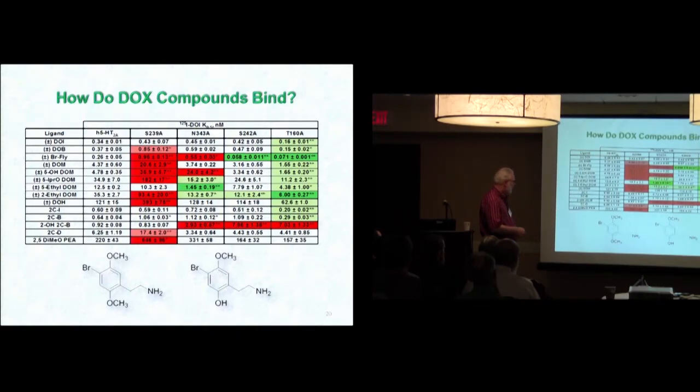We think this methoxy interacts with serine 239, but we think this methoxy is down in the region of 242 and 160, because when we put a hydroxy here, if you have a methoxy with 2CB, there's a methoxy. So if you convert this over to an alanine, it doesn't have much effect. Convert this to an alanine, it gets a little more favorable. But when you have a hydroxy there, if that's binding, and you convert that to an alanine, or this to an alanine, you lose that favorable interaction. So it dramatically decreases it.